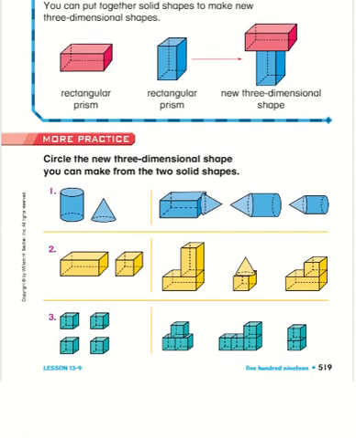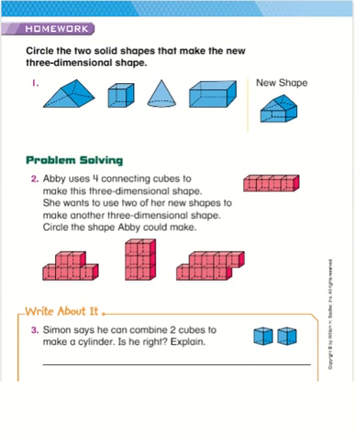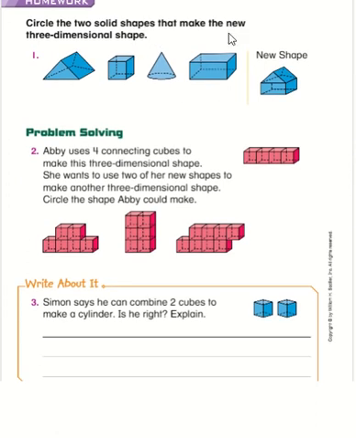So now we can go ahead and turn to the back of that page. This one says, circle the two solid shapes that make this new 3D shape. So the shape we're trying to make, it kind of looks like a house. It has a base of a rectangular prism, and then it has a roof made of a triangular prism. So you should circle the triangular prism and the rectangular prism.